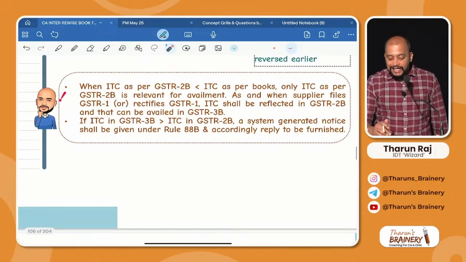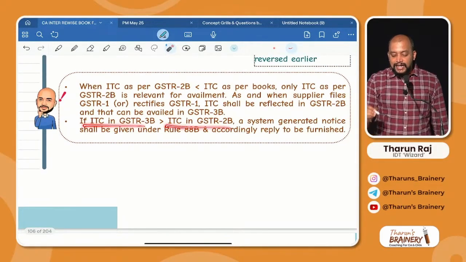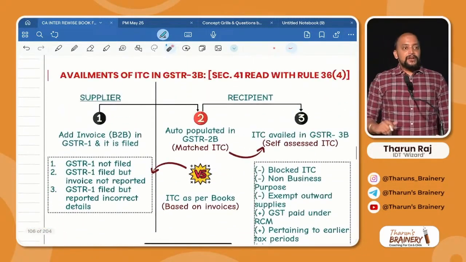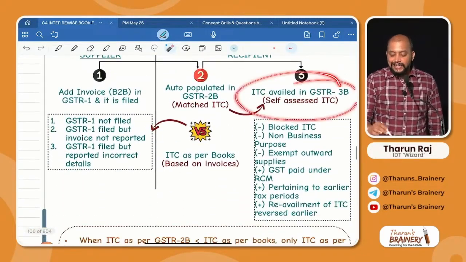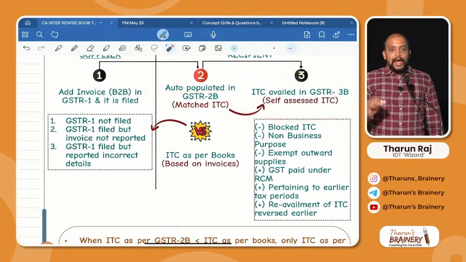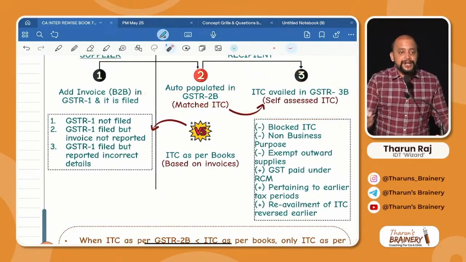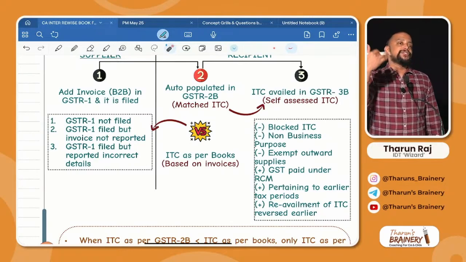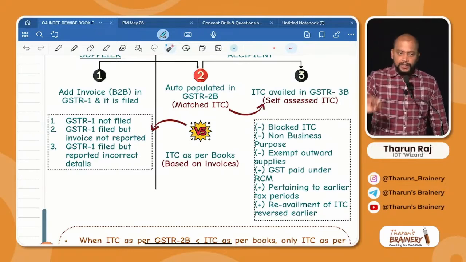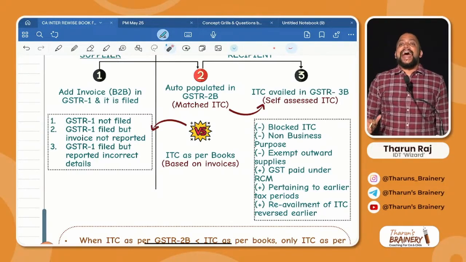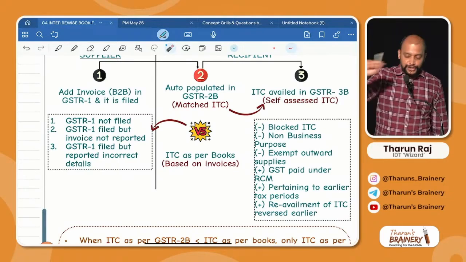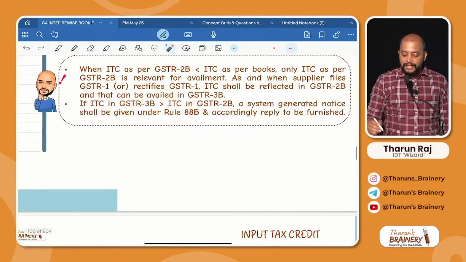Suppose ITC in 3B is greater than ITC in 2B, so many people will do this. What will they do? They will take excess credit over 2B, and that may be because of genuine reasons or that may not be because of genuine reasons. Maybe they want to cheat or defraud the government. They can do that. Then in that case, what is the action taken by the department? The department will send a notice to you. That is Rule 88D. Say this.